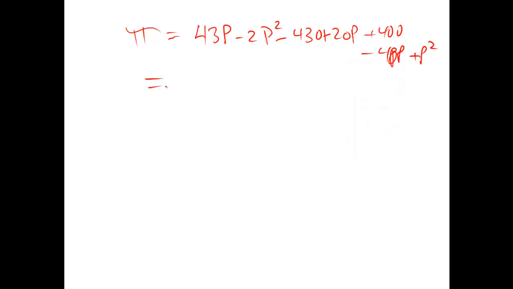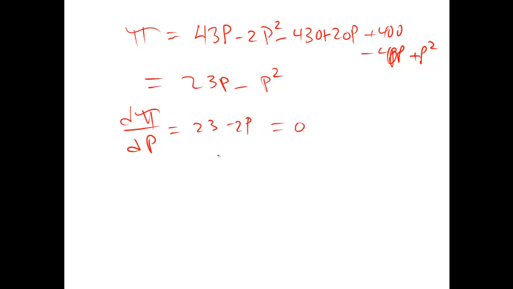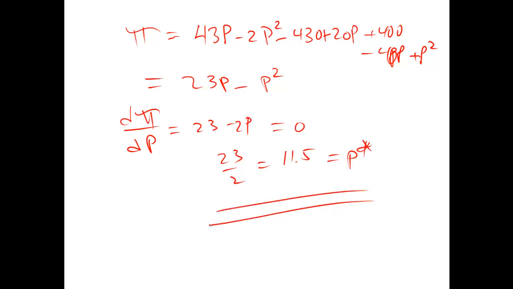Well, that simplifies quite a lot to 23P minus P squared. Now, if we ask the question, when is this maximized? Well, the answer is going to be the derivative, dπ/dP, and that's 23 minus 2P. And so indeed, if we set that equal to 0, we find that 23 over 2, which equals 11.5, is the optimal P. Okay, that's kind of overkill, but just for the curious, there it is.